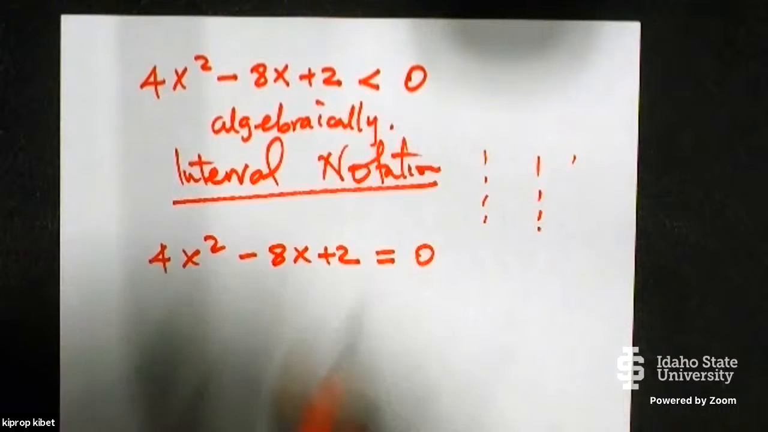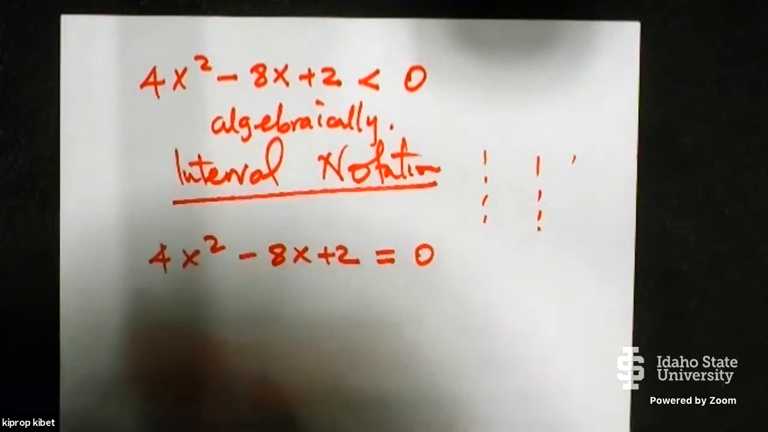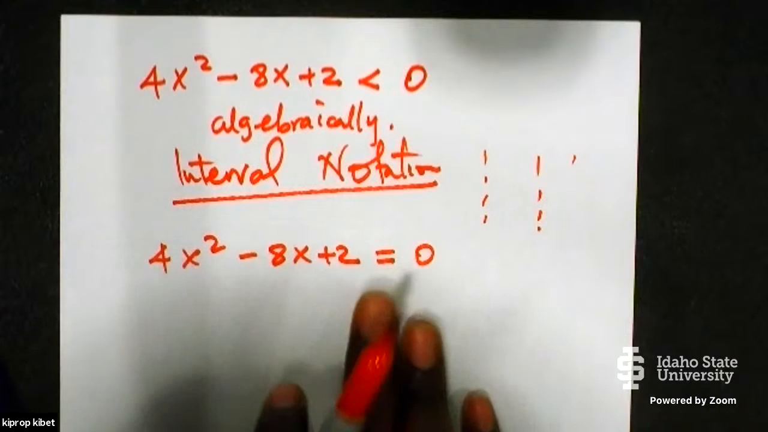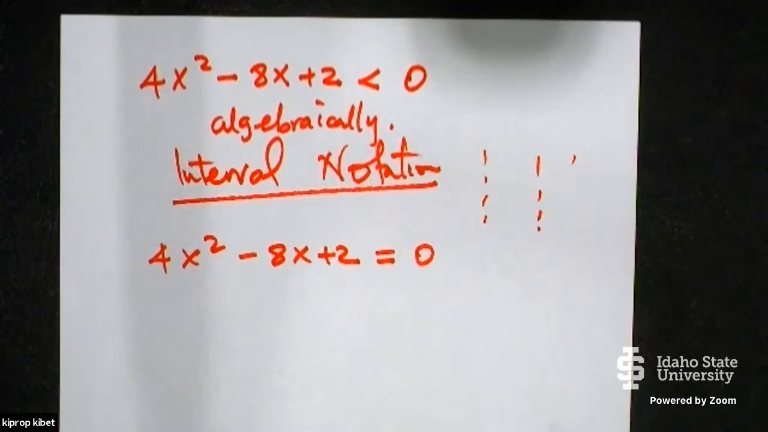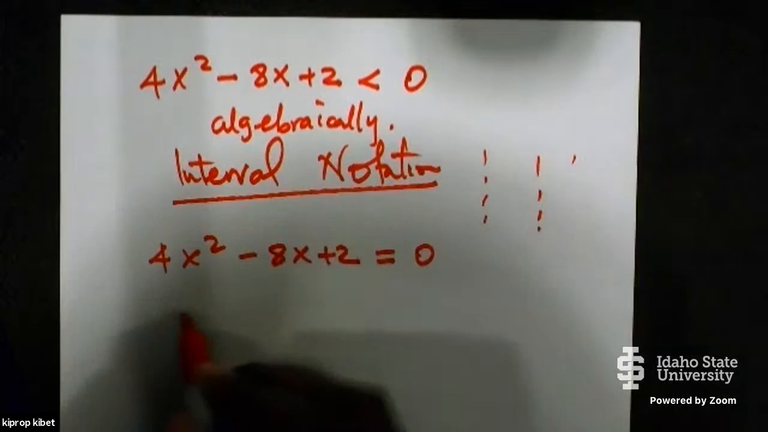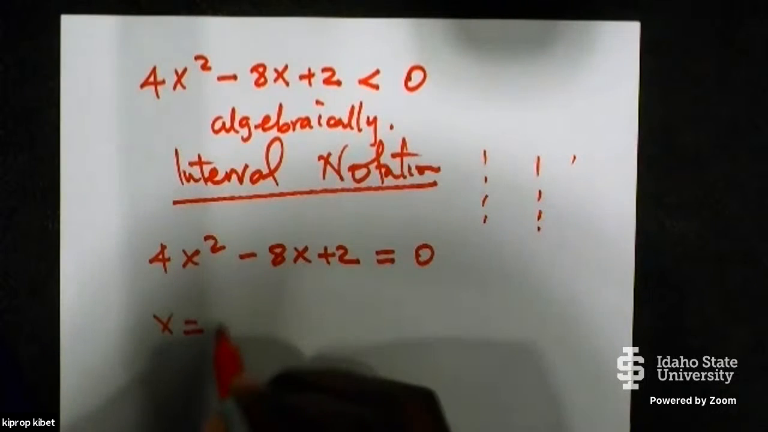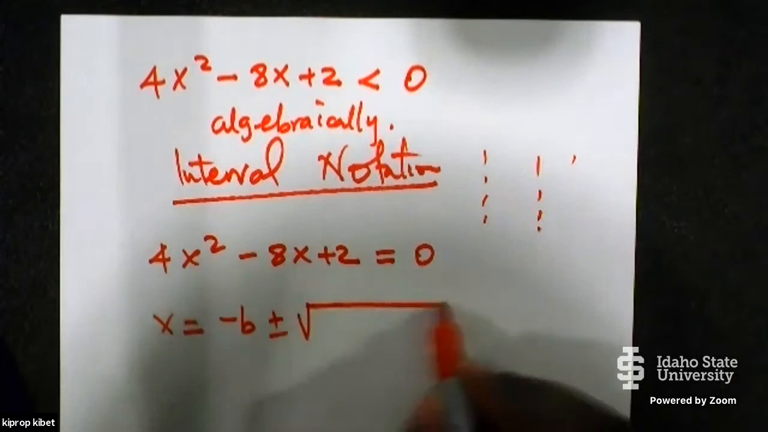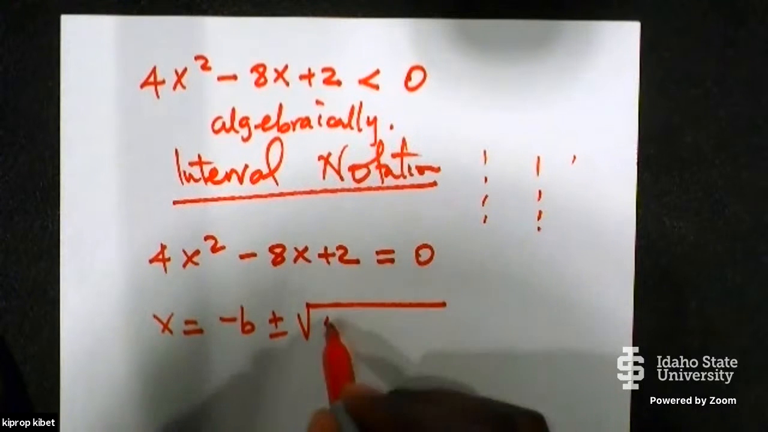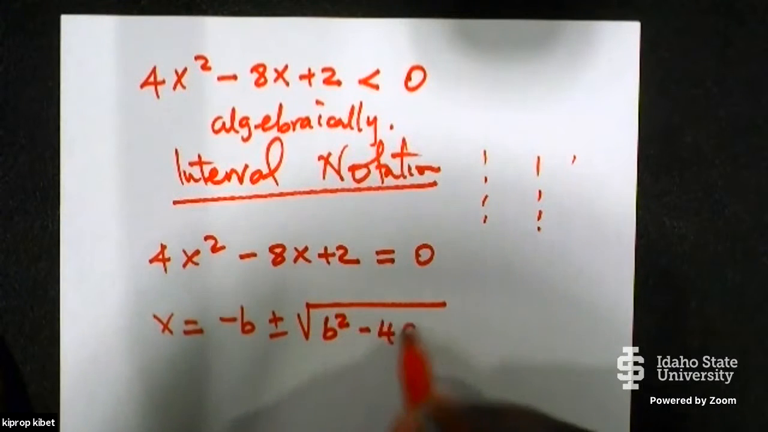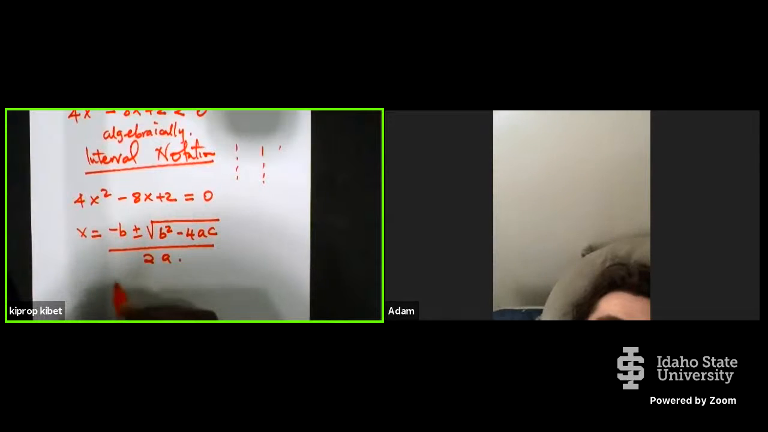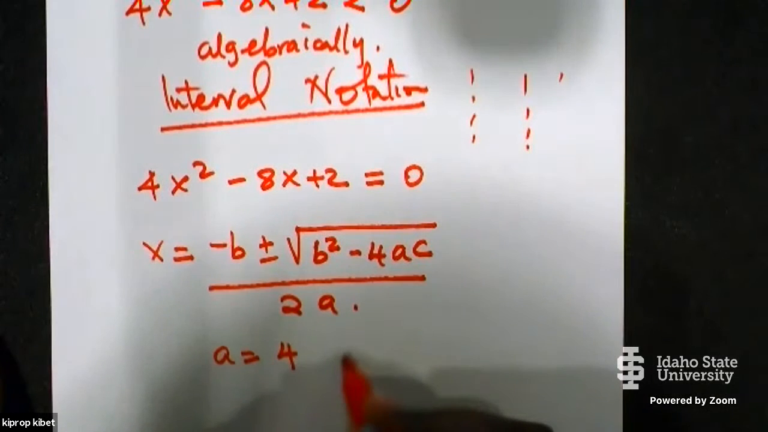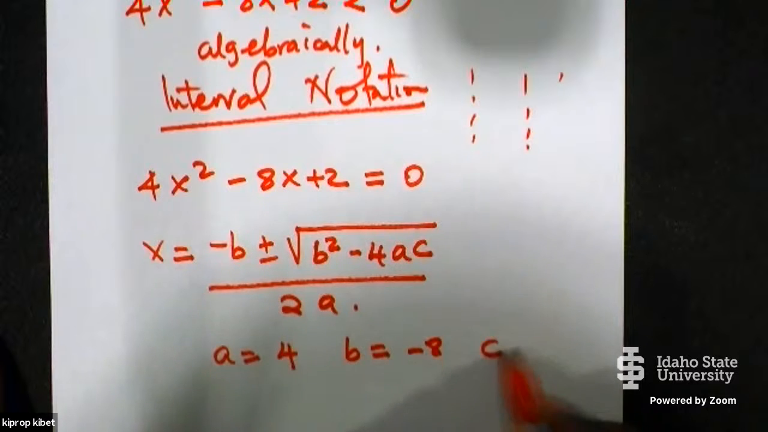Okay? So we look for the critical points here. This is a quadratic equation, so we look for the factors of this. Here we can use the formula x equals minus b plus or minus the square root of b squared minus 4ac, all over 2a. We have a equals 4, b equals minus 8, and c equals 2.